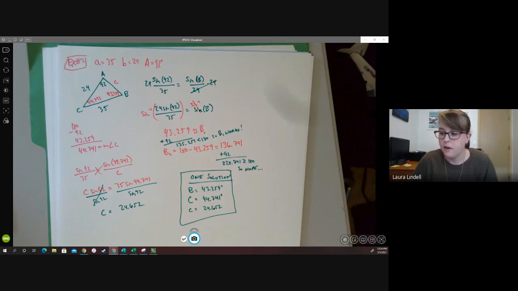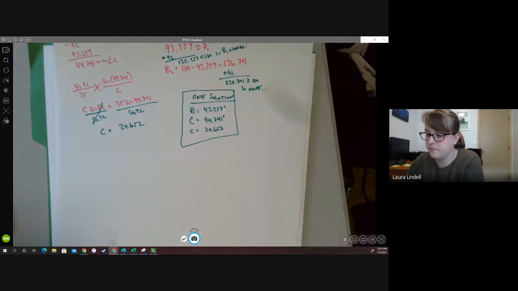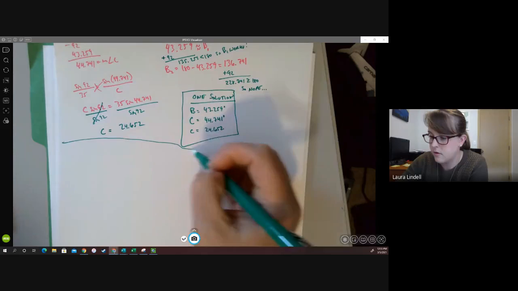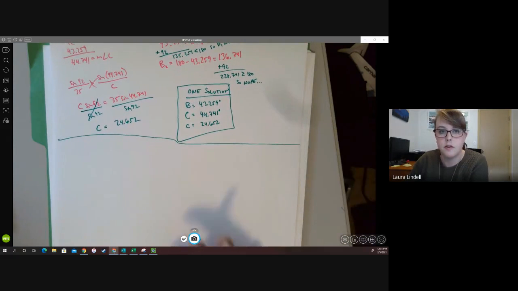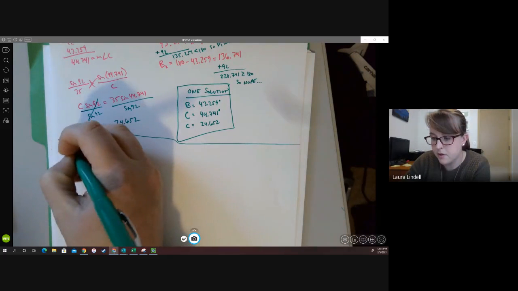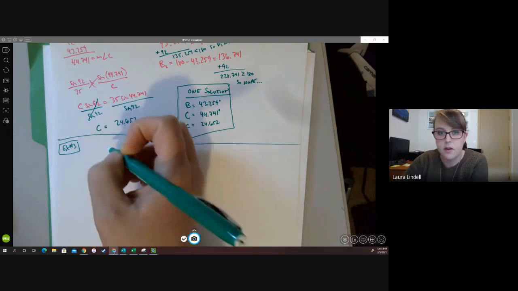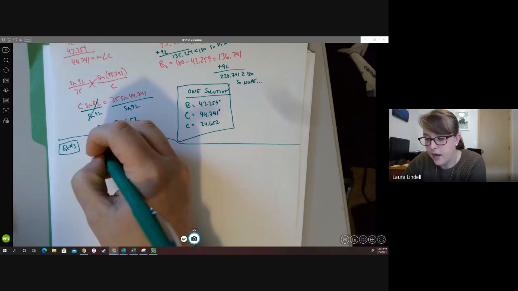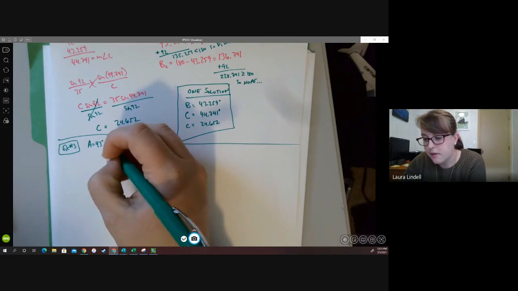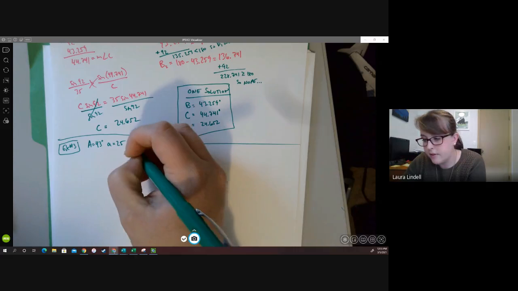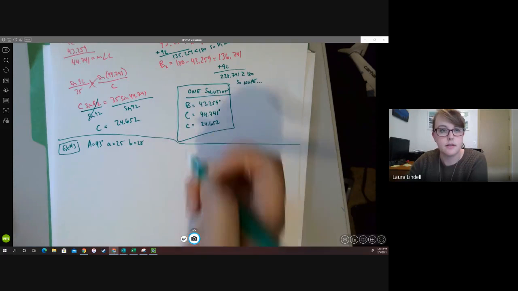Okay. So we're going to do one more example for the ambiguous case of the law of sines. And it's going to be the case where we've got two solutions. So for example number 3, we're going to be told that angle A is 43 degrees, side length A is 25, and side length B is 28.